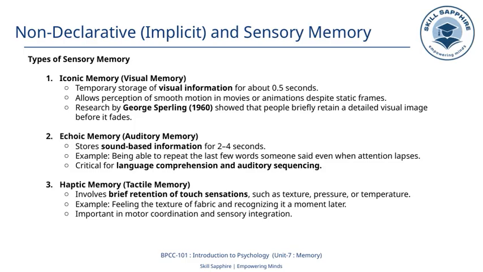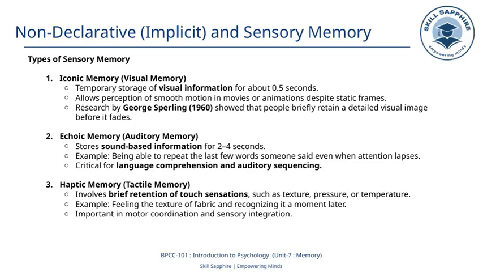Finally, we have haptic memory, which involves the brief retention of touch sensations. This includes textures, pressure, or temperature. For example, if you feel the texture of a fabric and then recognize it a moment later, that's haptic memory. It plays an important role in motor coordination and sensory integration, helping us interpret tactile information quickly and accurately.